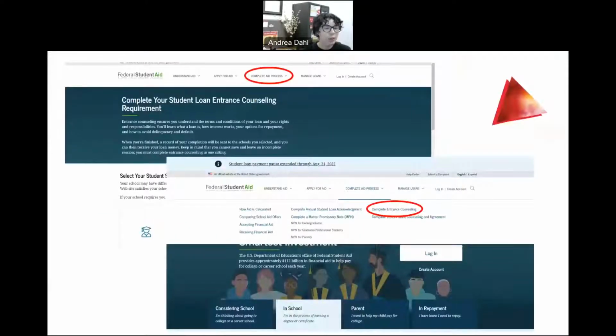This is what it looks like once you are there. The student will need to first log in with their FSA ID, which again is the username and password they created to submit their FAFSA. If you haven't logged in a while, it may have you change your password, so be prepared to update your information if necessary. Once you are logged in, you can go to the bar at the top that says Complete Aid Process. Under that, you can select Complete Entrance Counseling to begin.